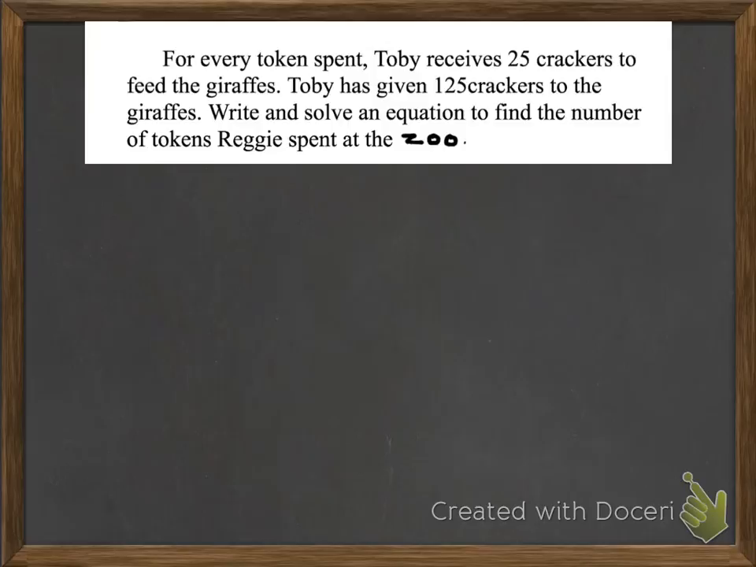This problem says, for every token spent, Reggie receives 25 crackers to feed the giraffes. Reggie has given 125 crackers to the giraffes. Write and solve an equation to find the number of tokens Reggie spent at the zoo. So for this problem, we need to think about it. If Reggie gets 25 crackers for every one token, we're going to say 25 times t, then he's actually thrown 125 crackers.